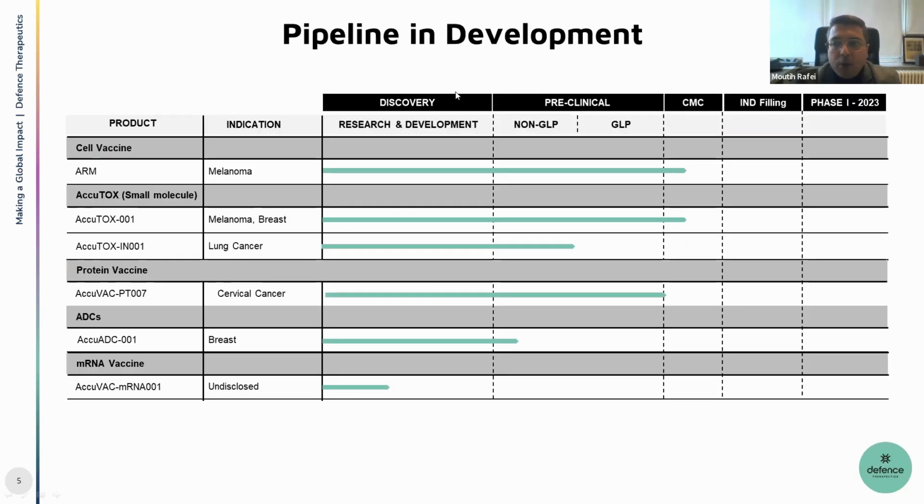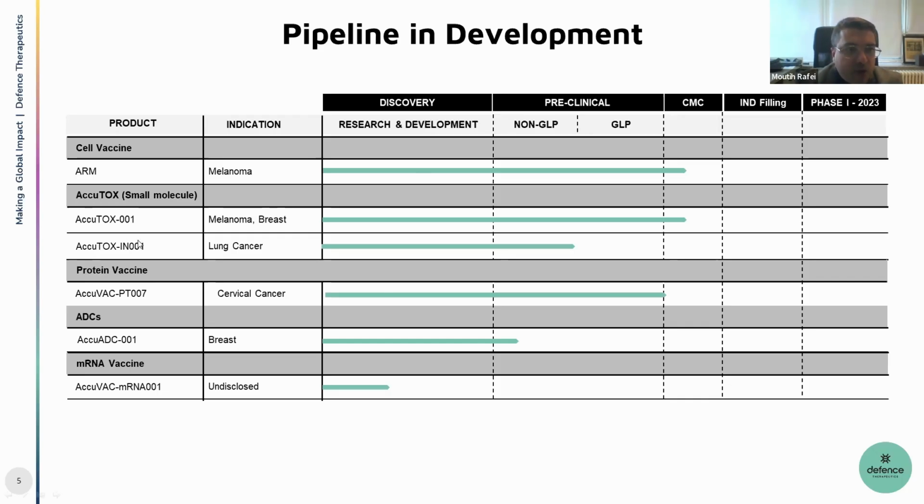So this is where we are in terms of our developmental pipeline. We've got a cell vaccine that is moving very well. We call it the ARM, and I'll be talking briefly about each one of these different products. The ARM vaccine is a mesenchymal stromal cell vaccine that has been reprogrammed with an accum variant to behave as an antigen presenting cell. Right now we're at the level of CMC, and we're hoping to enter a phase 1 trial by the end of this year.